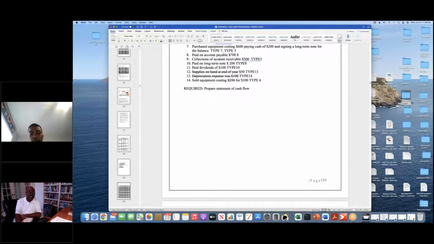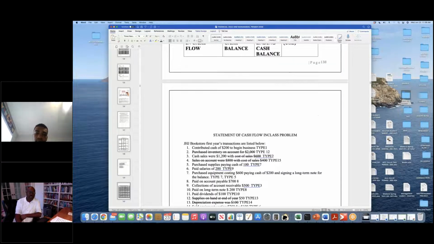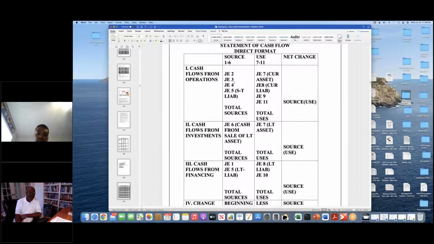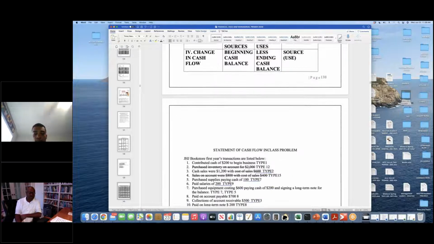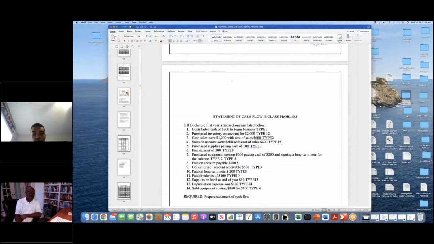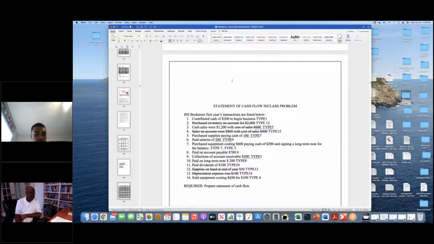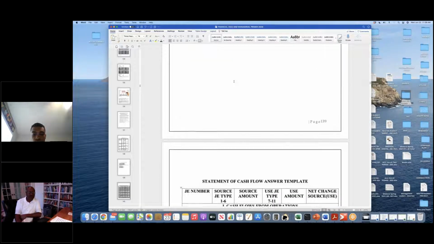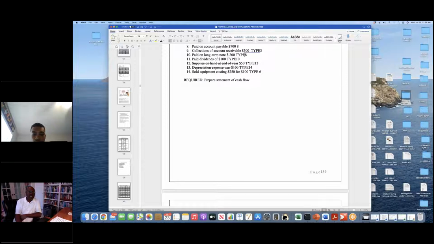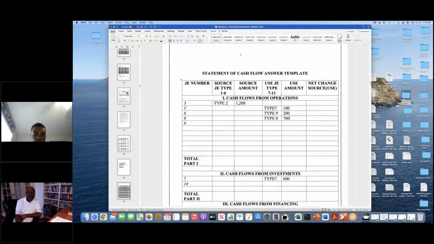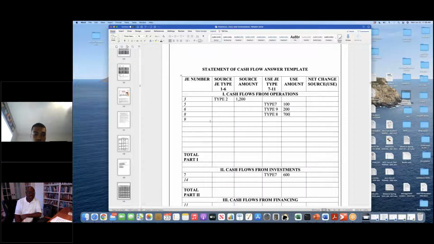Then we collected on accounts receivable 500. That's the type 3. Where do the type 3s go? In part 1, because that's operation. So when we collect the 500, that's transaction 9. We're going to have 500 here.